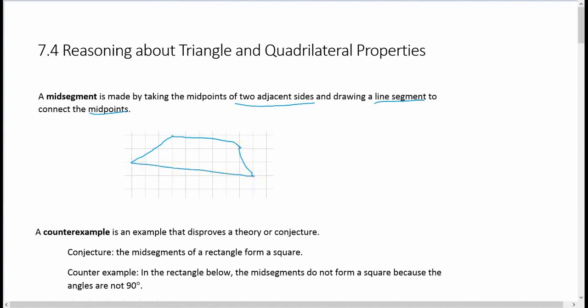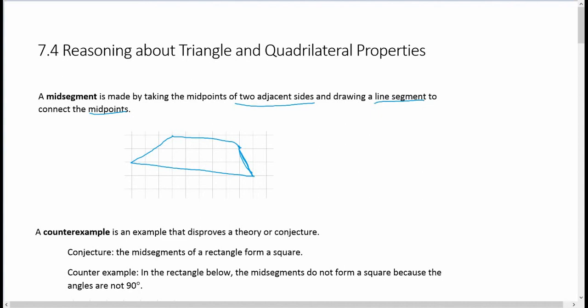Okay, so we have basically a quadrilateral here. The lines aren't perfect, but it gives you the idea. And if you want it to be perfect, you can use a straight edge or a ruler. Or if you're drawing here in Paint, you can also use a line tool to make a straight line. So the midsegment is made by taking the midpoints of two adjacent sides. So we want to take the midpoints.